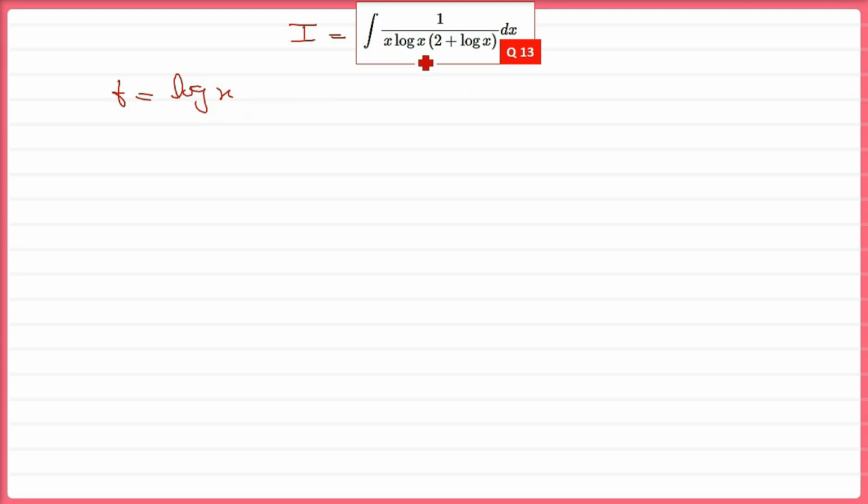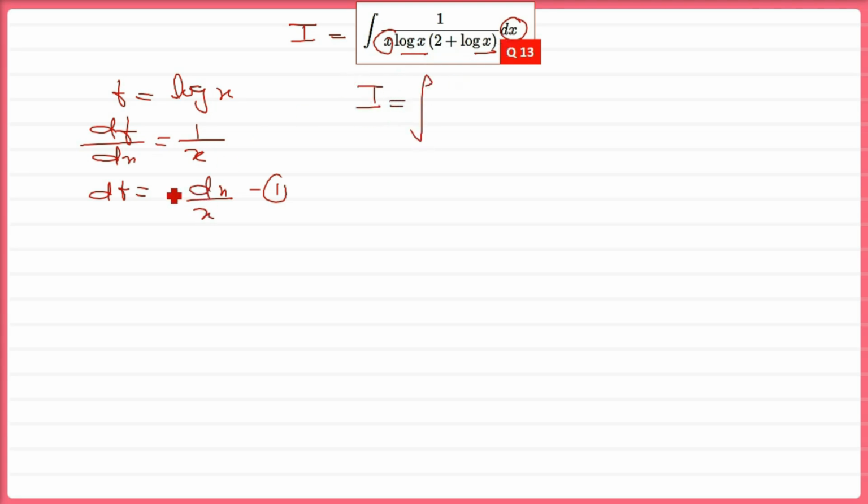That is, if you take t equals log x, or replace t with log x, this dt by dx will be equal to 1 by x. So this dt became dx by x, and you see in the question dx by x is already given to us. It's already there. So integration will be equal to, in place of dx by x, write dt. What else is remaining? Log x we have already taken as t, and 2 plus log x means 2 plus t. So we need to find out the partial fraction.